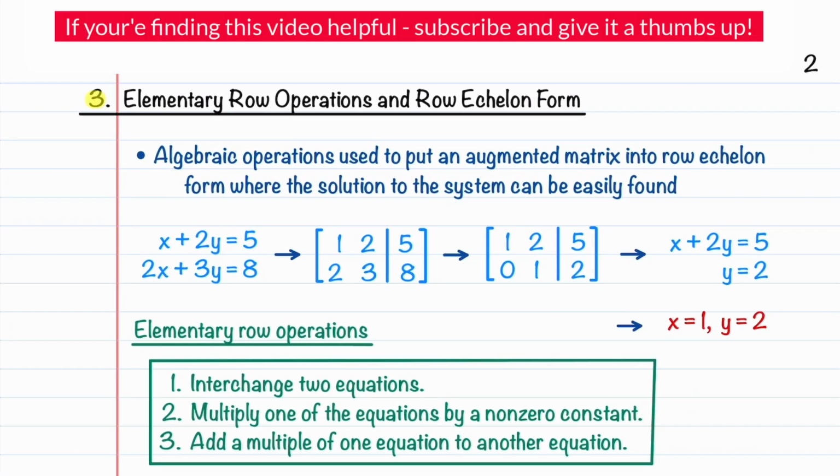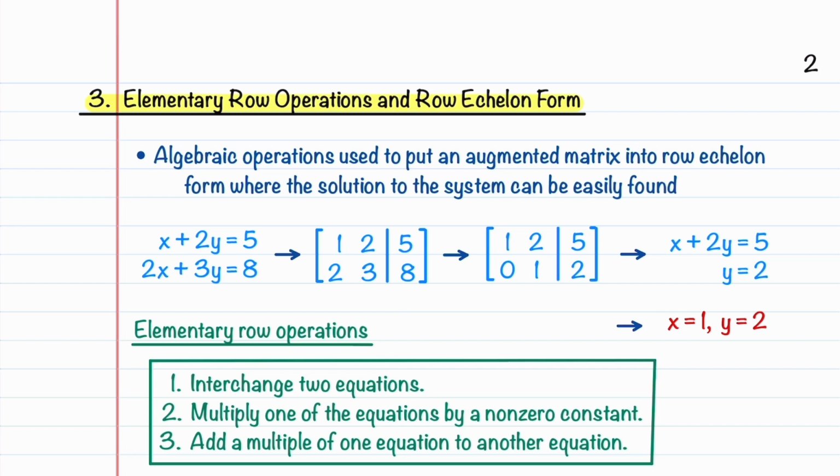Let's now learn about elementary row operations and row echelon form. We need both of these when we do Gaussian elimination. Elementary row operations are just algebraic operations that are used to put an augmented matrix into row echelon form. And once it's in row echelon form, the solution to the system can easily be found. Let me show you exactly what this looks like.